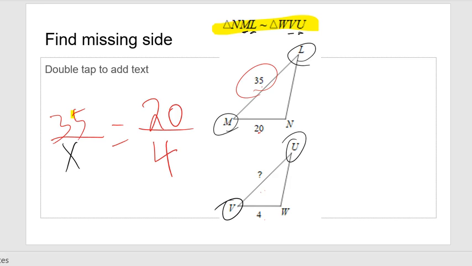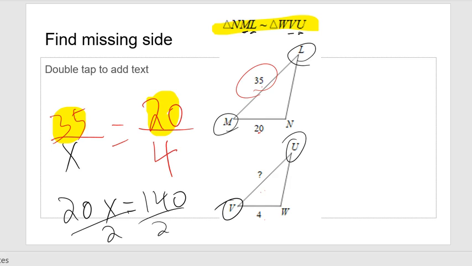So the thing you got to ask yourself is that the two numbers on top and the two numbers on bottom come from the same triangle. So 35 and 20 are in the same triangle. We're going to cross multiply. We get 20x equals 4 times 35. That's 140. You divide, and we get x equals 7.